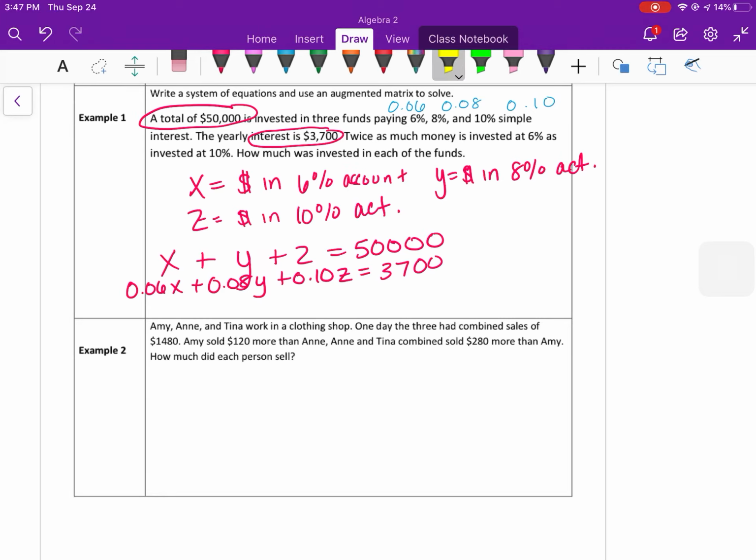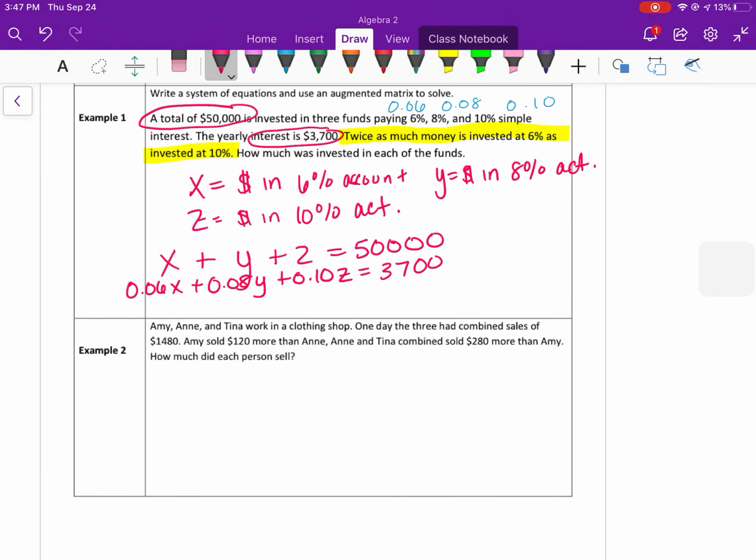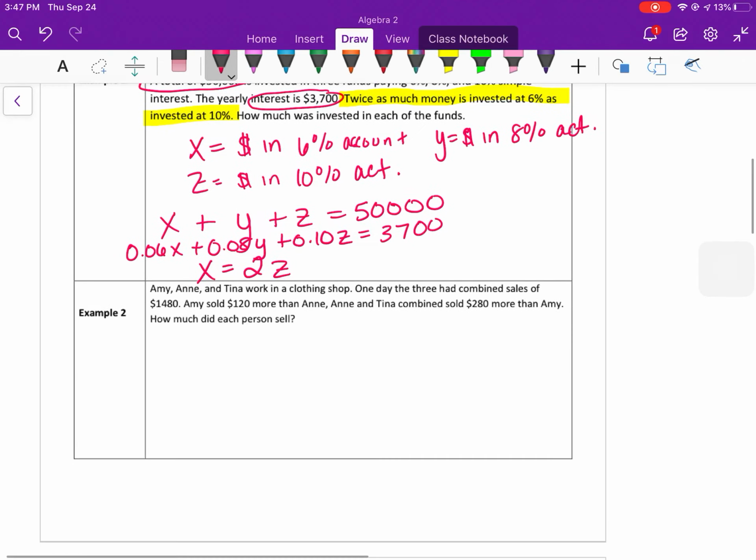And then the last equation goes with this sentence: twice as much money is invested at 6% as invested at 10%. So twice as much money at 6% than 10%. So your 6% account X is equal to 2 times the amount of money that you put in the 10% account, which is Z. All right, there we go. I'm trying to make my Z's not look like my 2's.